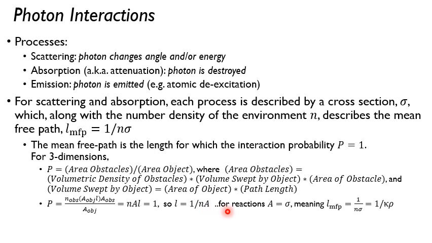And for a reaction, this area is defined as a cross-section, and so as promised, the mean free path is 1 over the number density times the cross-section. And for photons, instead of having a number density times a cross-section, we're going to describe this with a volume or a mass density and an opacity. So the opacity times the mass density is just equal to the cross-section for the interaction times the number density.